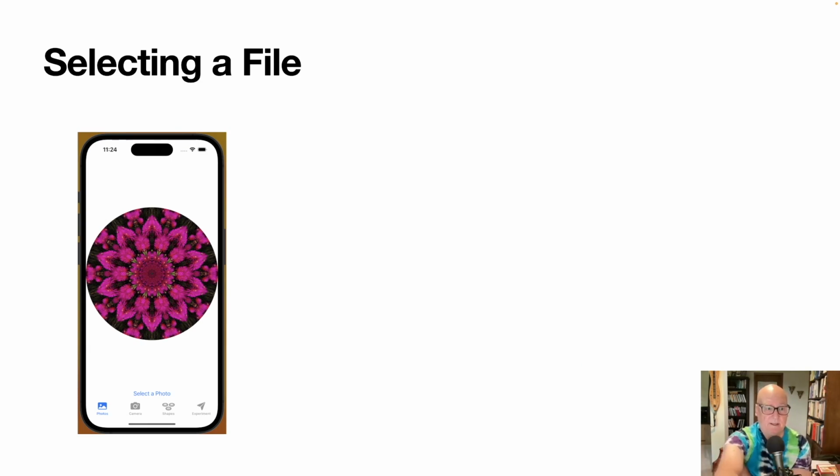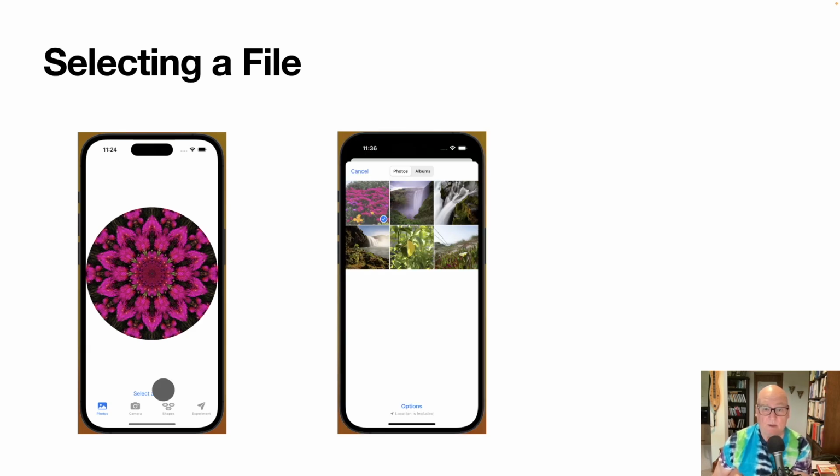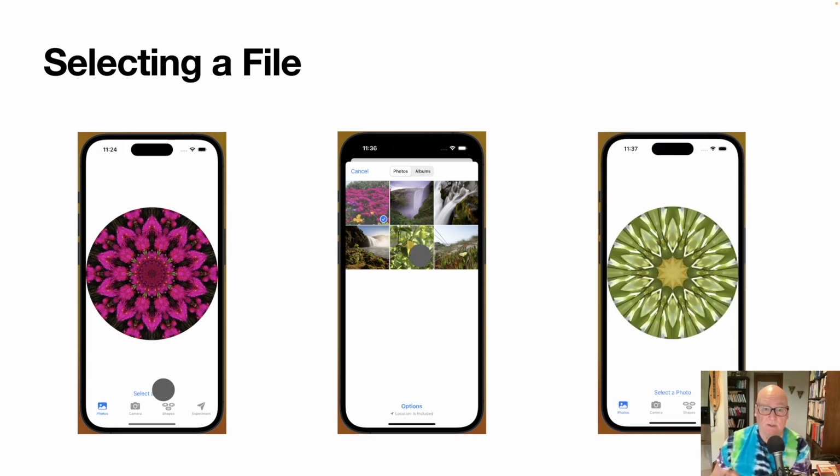You were looking at a kaleidoscope image. If you click down on select a photo, you can go to a photo picker that goes through your iPhoto album or whatever, and you can select a new picture, and then the kaleidoscope shifts to that. So before this week, we just had one hard-coded picture that we always used, and now you can at least select those from there.